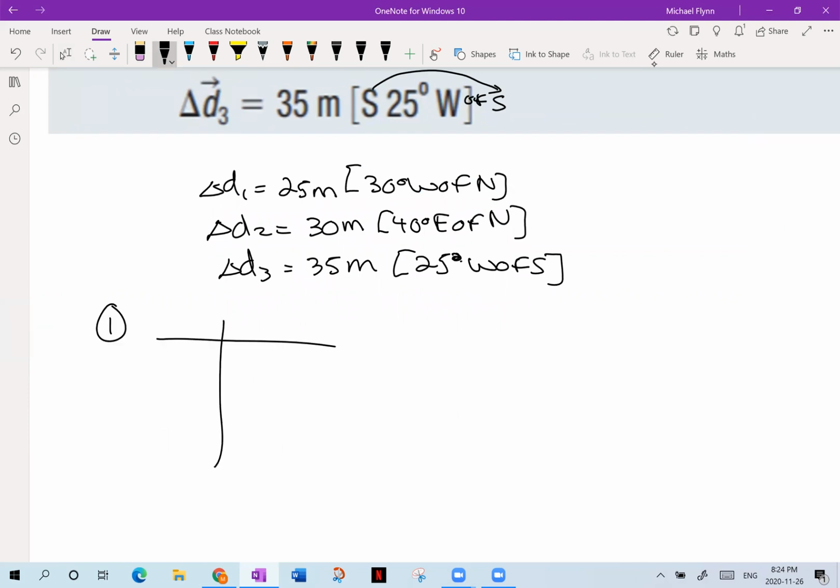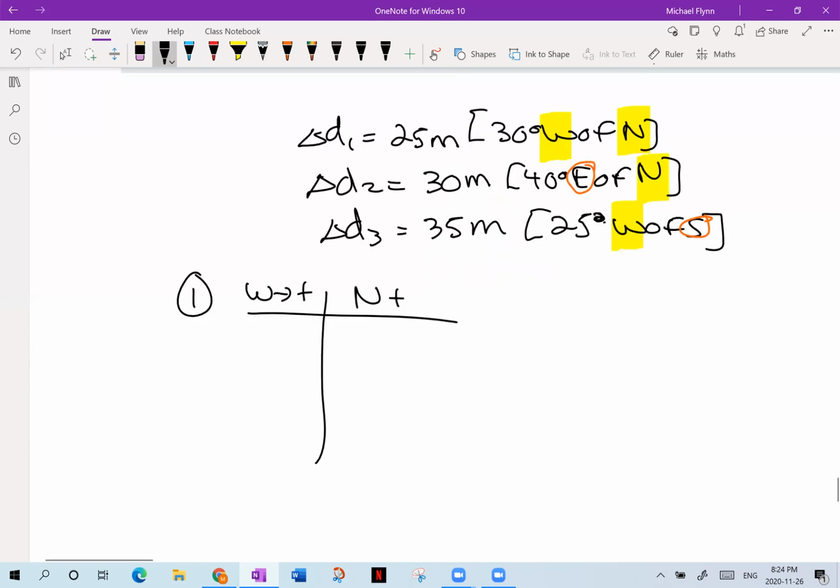And part of this step is choosing what we want for positive. So let's look at the east and west. I have two wests and I have one east right there. So I'm going to go with west as positive. You can't really choose wrong. Now for north, I have two norths, but I only have one south. And so I'm going to go with north as positive. But again, you can make the opposite choice. It really doesn't matter. You can't really choose wrong here, and you'll see as we go through the method what I mean by that.